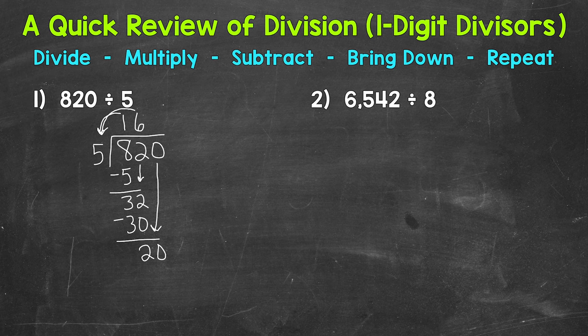So we have 20. Now we repeat, so we go back to divide. So 20 divided by 5. How many whole groups of 5 in 20? Well, 4. That hits 20 exactly. So we put 4 up here, come around and multiply again. So we have 4 times 5, which is 20. Subtract, and we have 0.